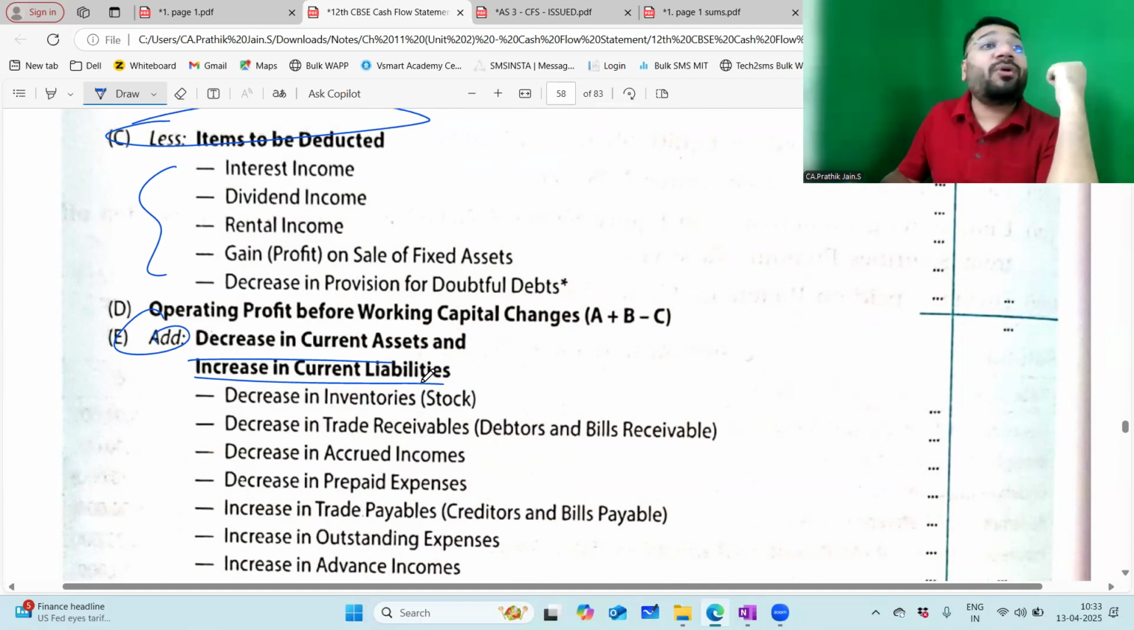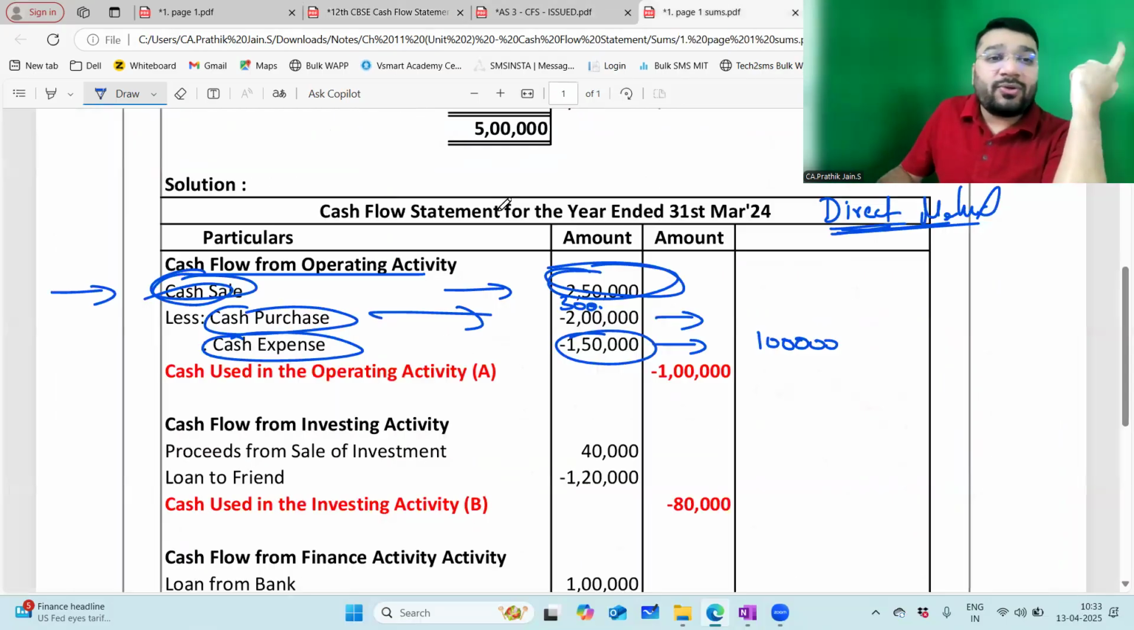A person who does not know the cash flow statement will start thinking. Even though he's coming from a background of commerce and accounts, he finds this method a little difficult to understand. Whereas, look at this method, so easy.